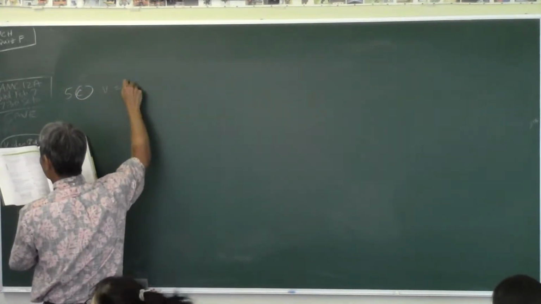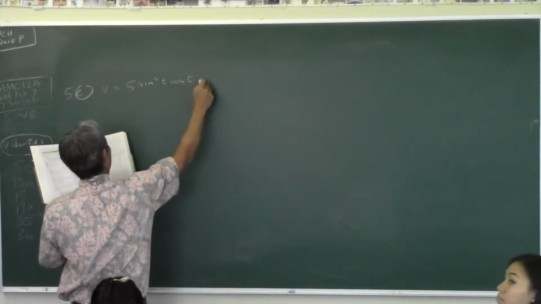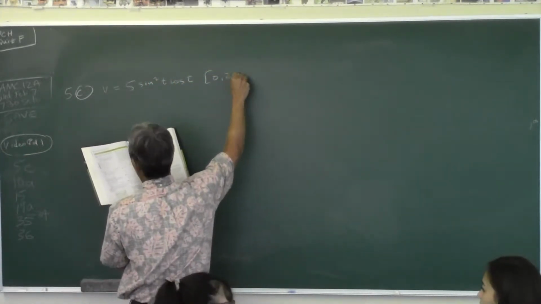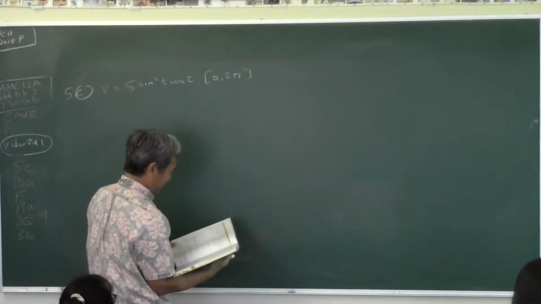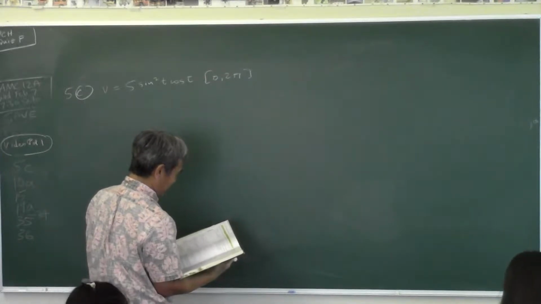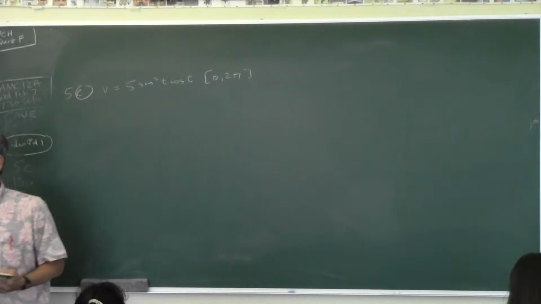Okay, here's the velocity: 5 sine squared t cosine t from 0 to 2 pi. What does it say to do? When is it moving left, right? Find the displacement. What is the final position? Find the total distance traveled. Come on, this is what we did yesterday.